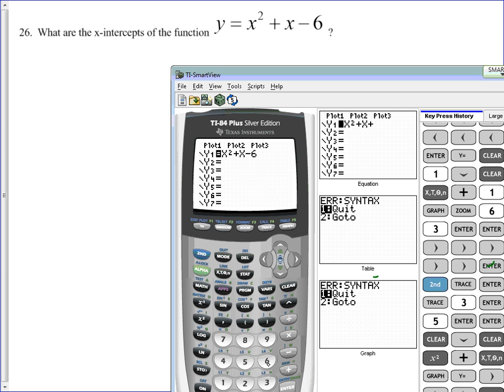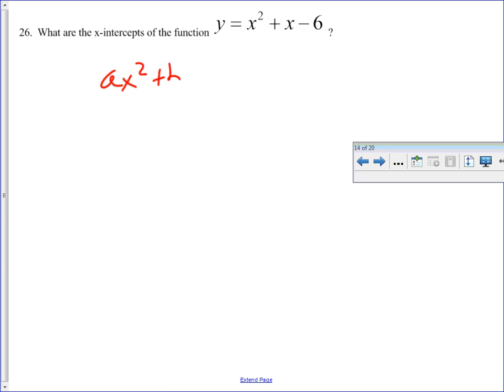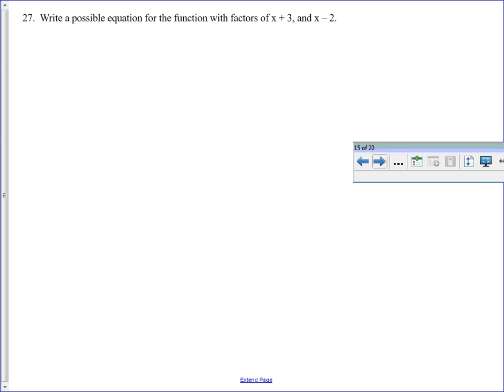It was minus 6 was the graph that we were trying to do. And we'll see a y-intercept at 1, 2, 3, 4, 5, negative 6. But if you remember, when we had ax squared plus bx plus c, c was the y-intercept. Either way, knowing that fact or by looking at the graph, we shouldn't have any problem getting that answer. All right, write the possible equation for the function with the factors of x plus 3 and x minus 2. Well, that would just be f of x equals x plus 3 times x minus 2.